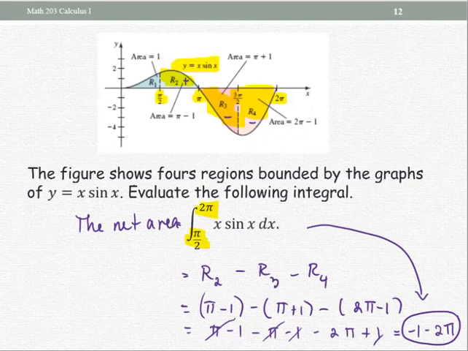From the picture, you can see R3 and R4 are the majority compared to the area R2. So the majority of the area is on the negative side. So then the net area from pi over 2 to 2 pi will be negative inside.